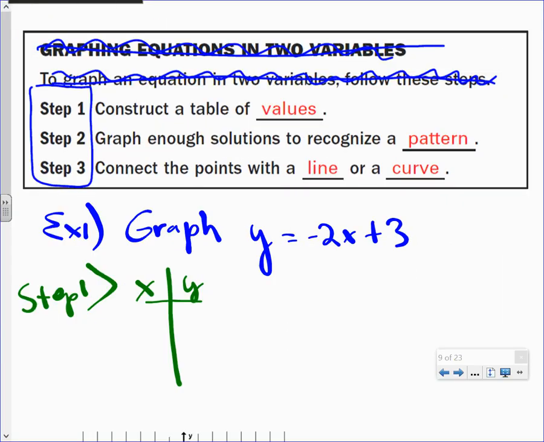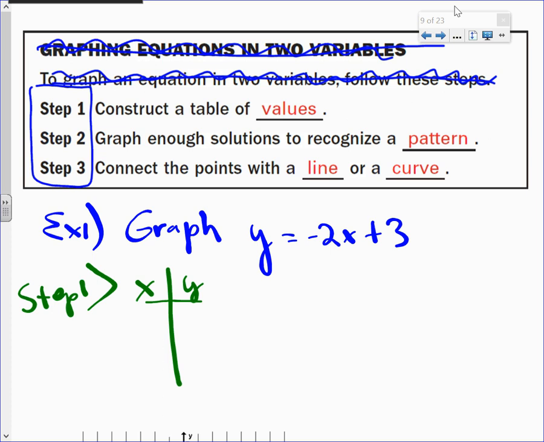So step 1 is table of values, x and y. What values of x should we pick? Well, here's the good news. You're going to pick any x values you want. But you want to pick x values that make life easy for yourself. Pick like a negative and a couple of positives. It could be whatever you want.